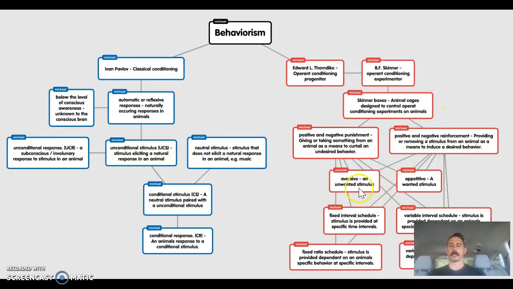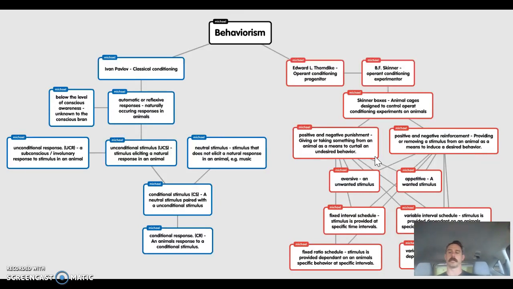The other sort of parts of this, aversive and appetitive. Aversive or unwanted stimulus, maybe an electric shock, and appetitive or wanted stimuluses. That could be food, is probably the most common example. And then the four different kinds of schedules, and intervals, you can provide that stimulus. Fixed interval schedule is just a stimulus provided at specific time intervals.